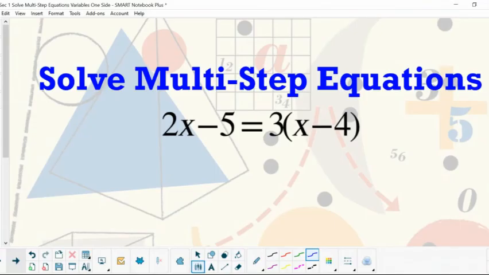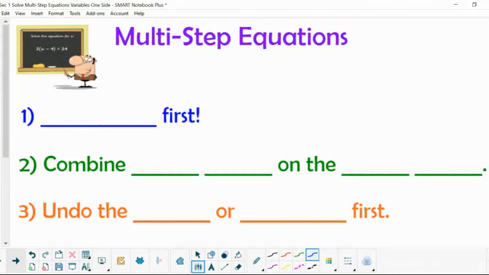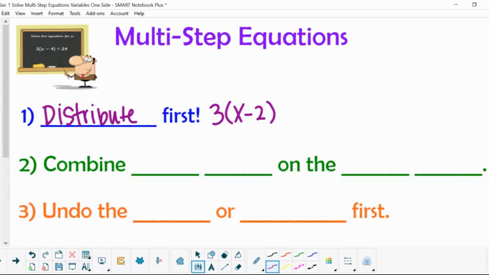But there's a couple things we have to do first before we start undoing. So we have a new list of things we do. So everybody will get to that new list in your notes. Let's fill it in. If you ever have something sitting next to a parenthesis, that is your first job. So on number 1, you're going to distribute first. And I would just put a little example reminding you what distributing means. So if you have that in your problem, you've got to do that first. If you have a number sitting next to a parenthesis, that's your very first job, no matter what.